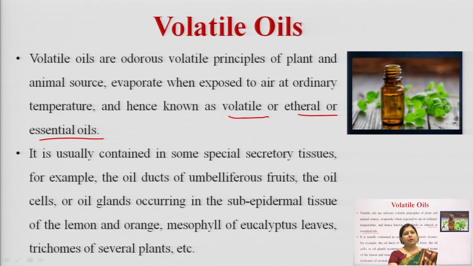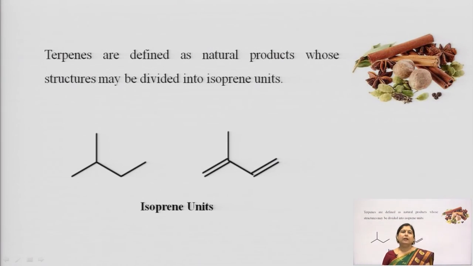For example, lemon and oranges have small ducts present on their fruits, and when we open or press one, we can see some oily substance coming out of it. That is nothing but a volatile oil. Then the mesophyll of a eucalyptus leaf: the eucalyptus or Nilgiri oil is present in the mesophyll tissue of the leaves. Then we have trichomes of several plants, for example the tulsi plant, which has a very good aroma due to the oil present in the trichomes of the tulsi leaf.